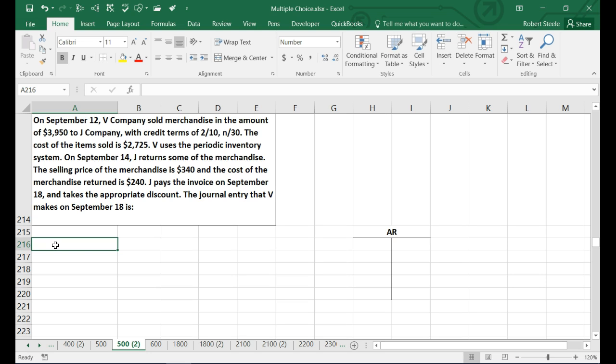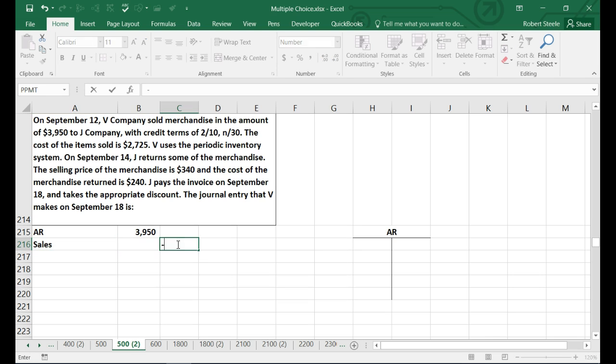So on September 1st, the V company sold merchandise in the amount of $3,950. So if we sold merchandise, what would happen? I'll put it up here, we would debit accounts receivable for $3,950, and we would credit sales or income or revenue. I'm going to make mine a negative for the credit column here. What also would happen, we could put it in a separate journal entry, or we can keep it in the same journal entry. I'm just going to keep it up here.